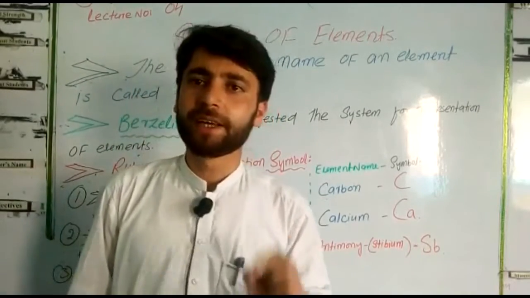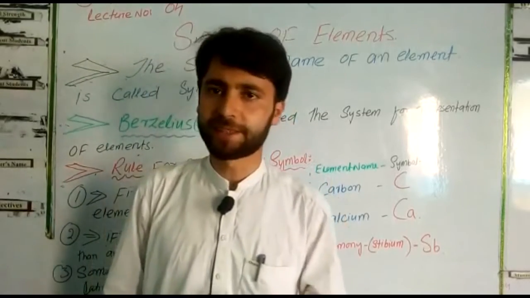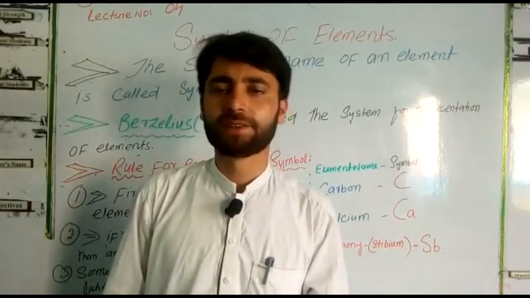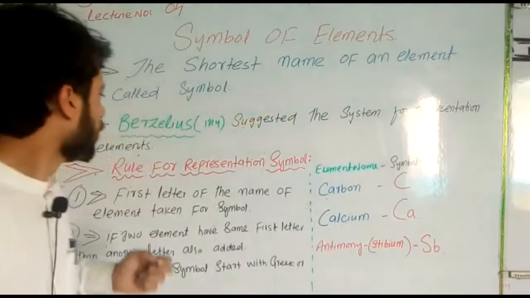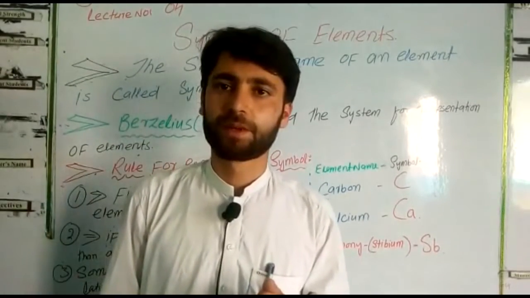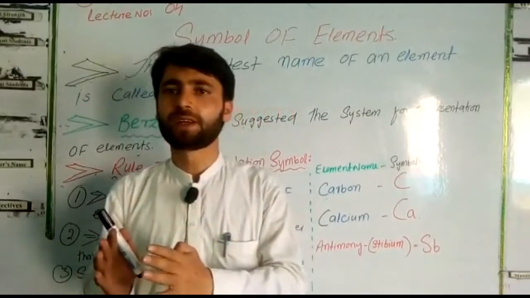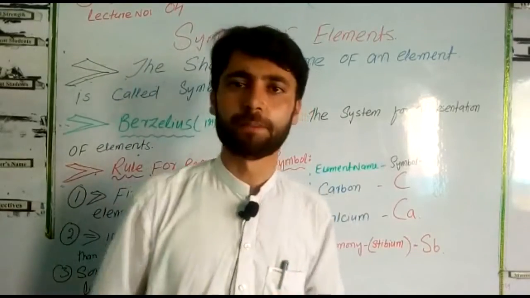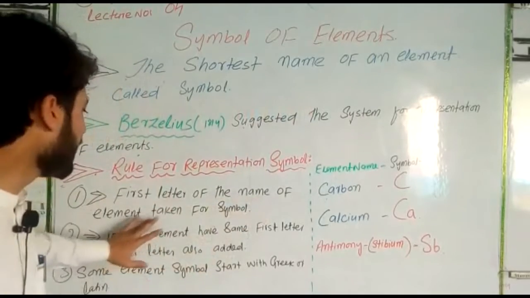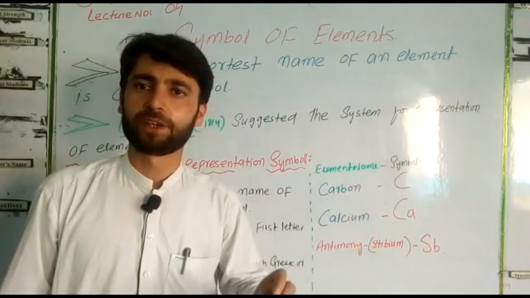He suggested that a very simple method should be used, which is helpful to memorize an element by means of its symbol. So what is the rule for representing the symbol of an element? How can we make a rule which is helpful for representing an element by its symbol? Rule number 1: the first letter of the name of the element is taken for the symbol. Here we take the first letter of the element as a symbol.